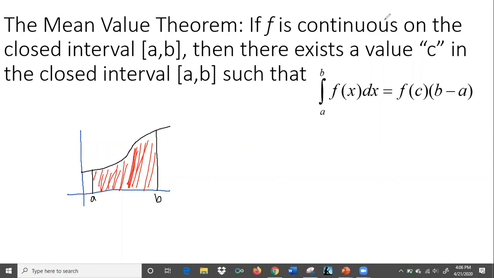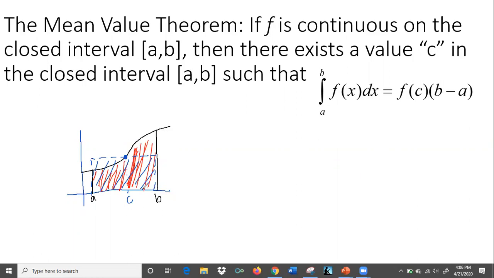What this states is that there is some value, let's use a different color, use blue. There is some value of c that will make a rectangle here such that this area, the blue area, is the same exact thing as the red area. So this is going to be true for every single function regardless.